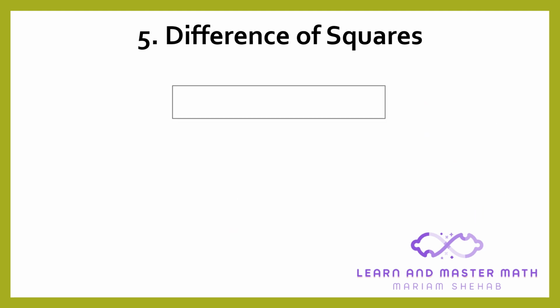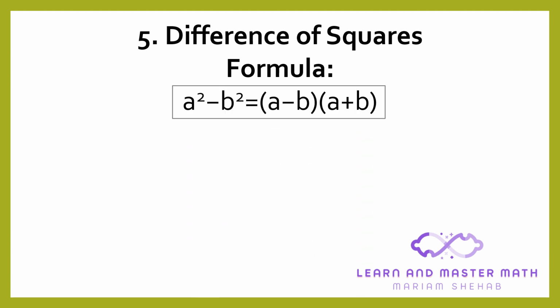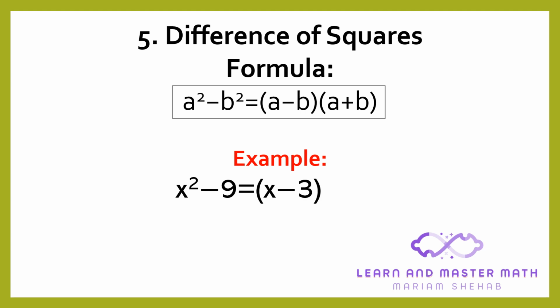Technique number 5, difference of squares. You know the formula, a squared minus b squared is equal to a minus b into a plus b. For example, if I want to factor x squared minus 9, it's x plus 3 times x minus 3, or x minus 3 times x plus 3. Why? Because 9 can be written as a 3 power 2. So 3 times 3 is 9, which results with x minus 3, x plus 3.